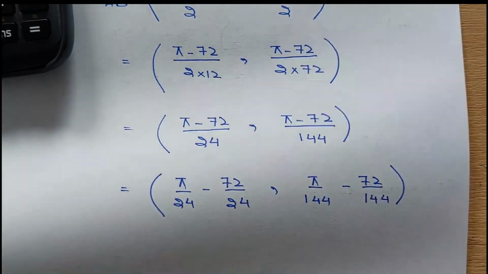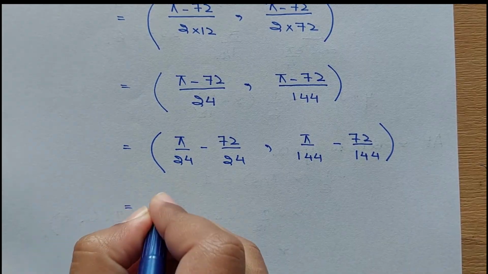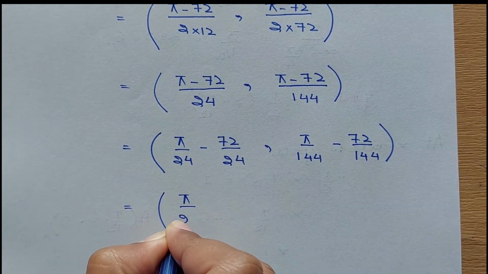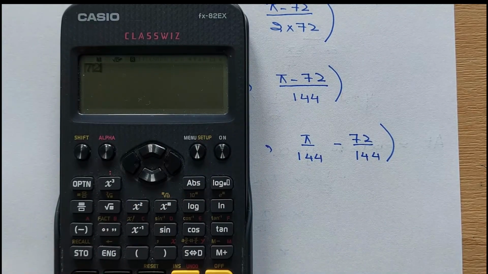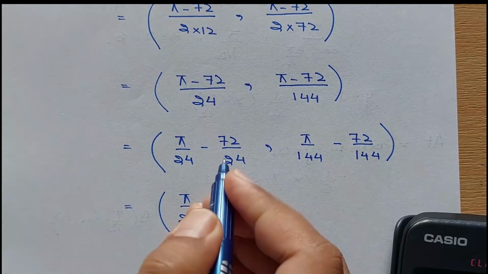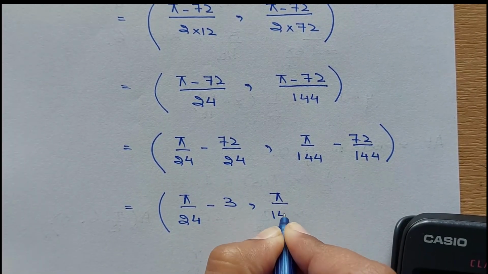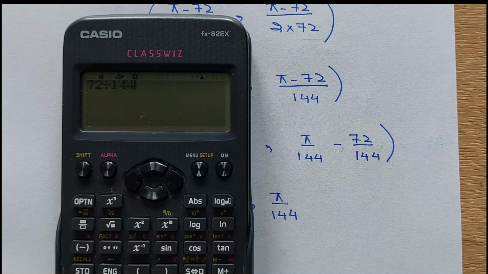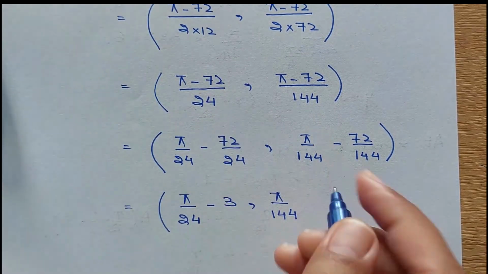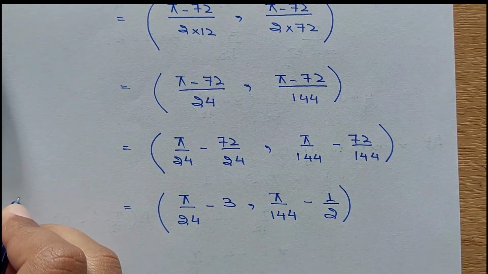So the exact coordinates for the midpoint are pi by 24, and 72 divided by 24 is 3, subtract 3, and pi by 144, 72 divided by 144 is 1 by 2, minus 1 by 2. So this is the midpoint of AB.